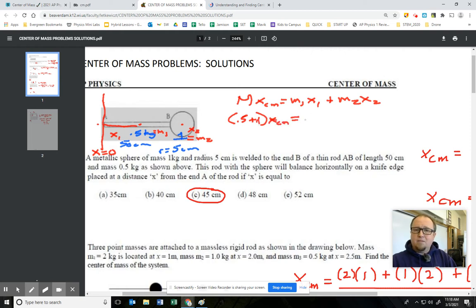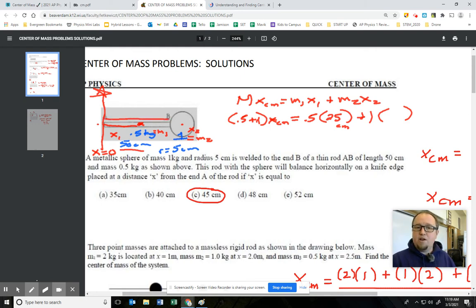The first mass is 0.5. The second mass is 1. Where is the location of its center of mass? Its center of mass is right here. Well, if its total length is 50 centimeters, its center of mass is at 25 centimeters away from this red line I drew, okay? Now, for X2, we're going to look at how far away it is.